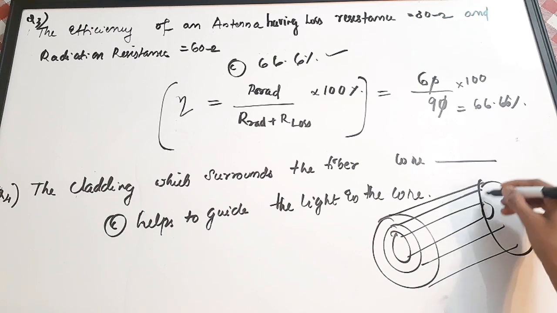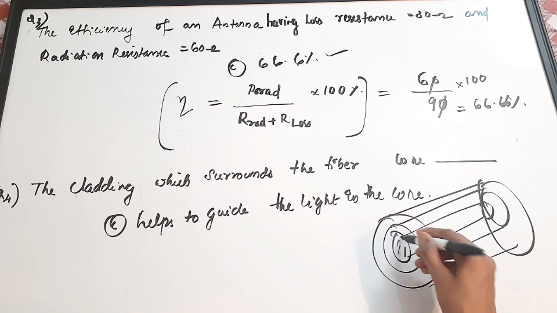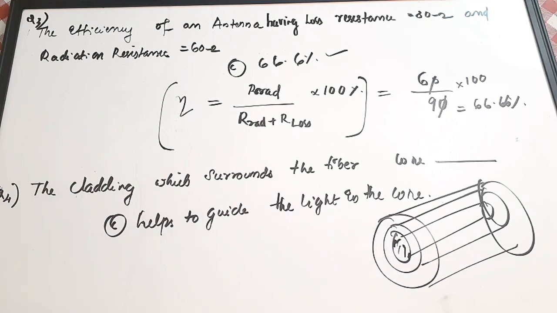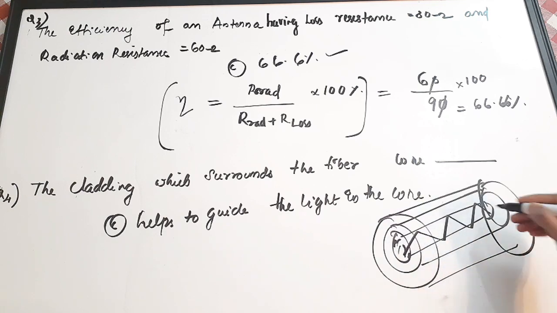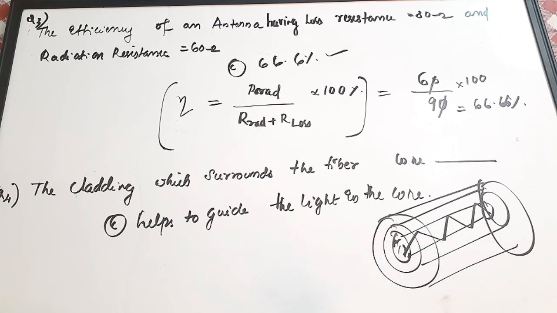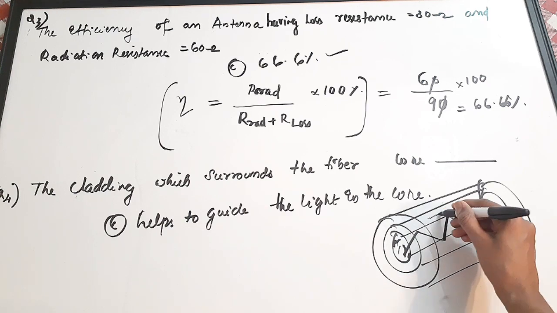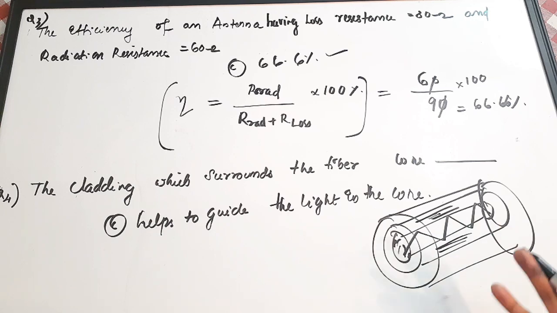Now, the light is actually traveling through this core region, and it is getting total internal reflected as it travels. The core region is selected in such a way that it has the maximum refractive index compared to the cladding, or a refractive index always greater than that of the cladding region. This is the cladding region, which I'll shade here. It is surrounding the core.